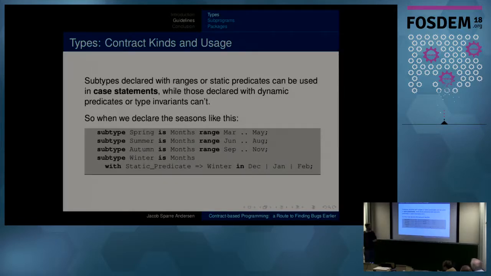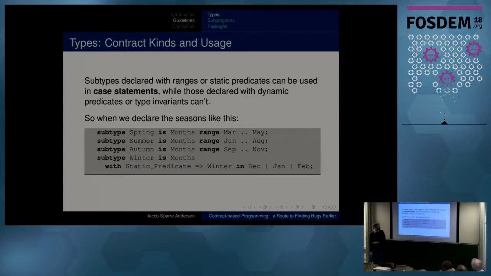Then another boundary is between static predicates and dynamic predicates. Case statements in Ada, there you have to ensure that you cover exactly all the possible values of the argument. Nothing more and nothing less. And with static types declared with ranges or static predicates, that's okay.